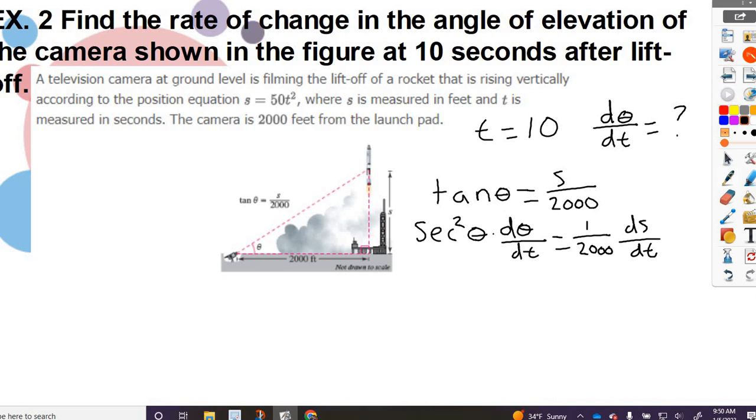So if I know that s equals 50t squared, can I find ds dt? Yeah, I have an equation that is s equals stuff with t's in it. I can easily take the derivative of that. What is my derivative of that going to be?